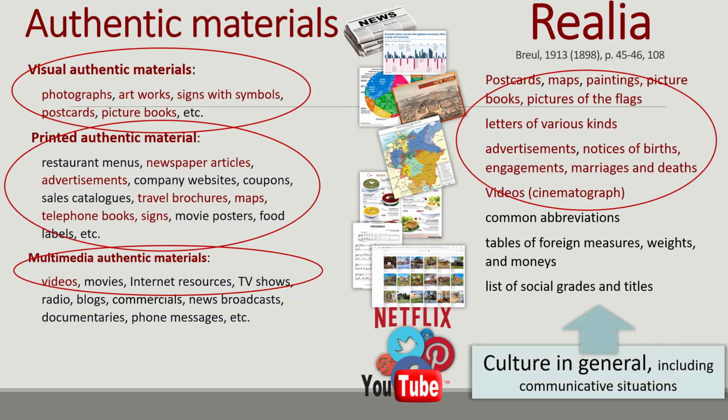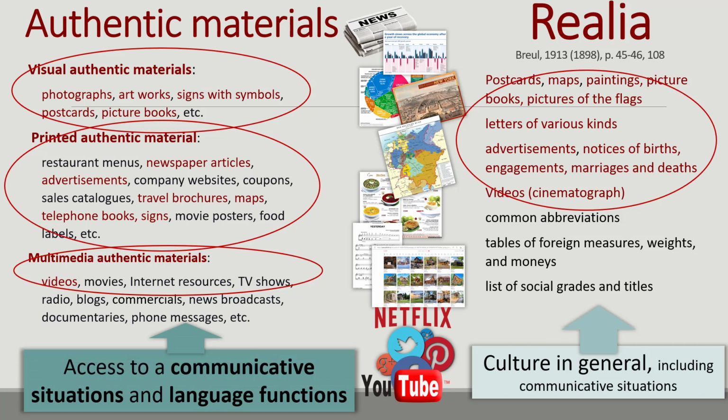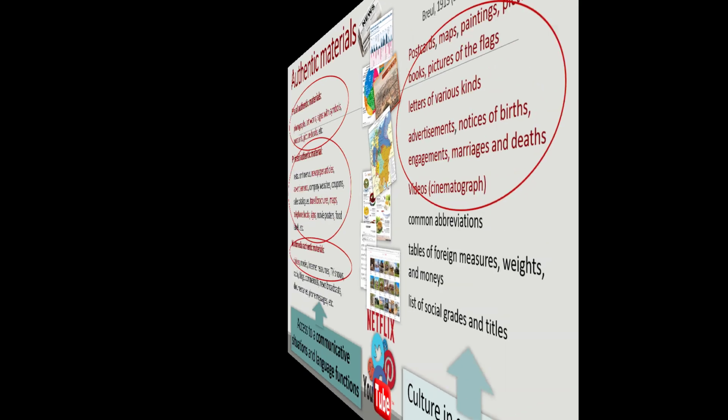Realia were suggested to introduce different information related to the target culture in general. The information we need to converse properly in different situations, so-called conversational realia, was only one of the realia's functions. The usage of authentic materials recommended within the communicative approach is valued mostly for their capacity to provide access to specific communicative situations and language functions. That is why in authentic materials we find verbal elements more often than in realia.